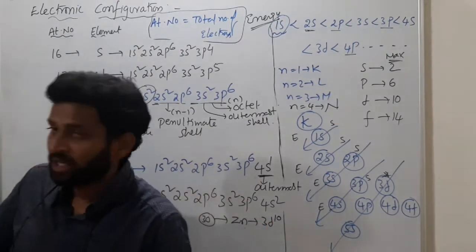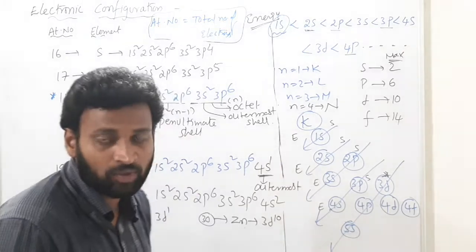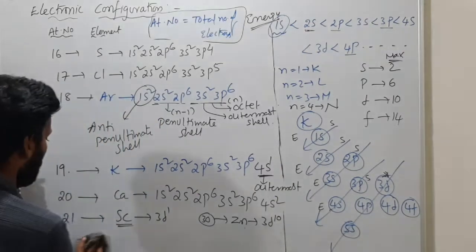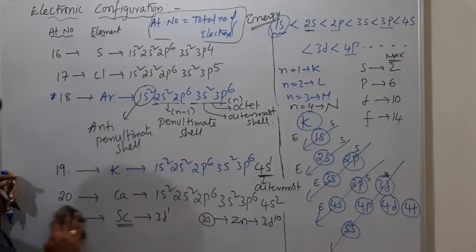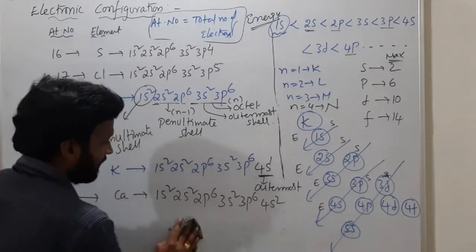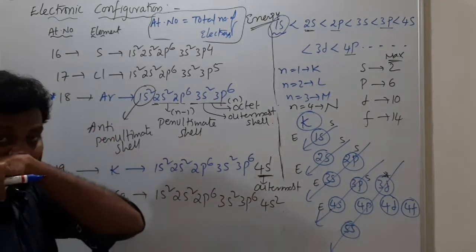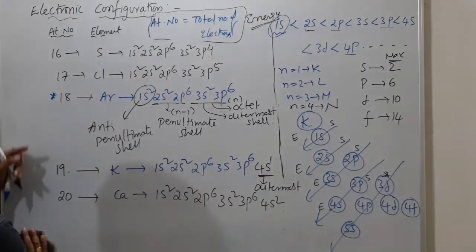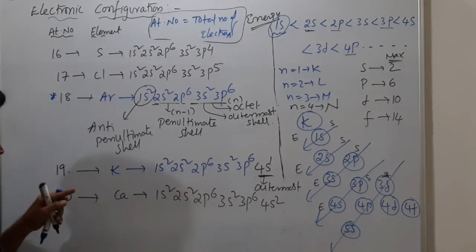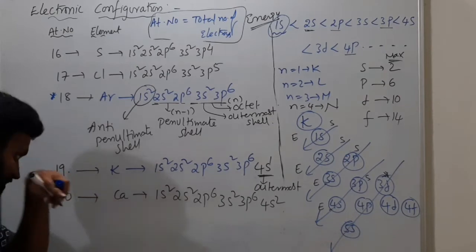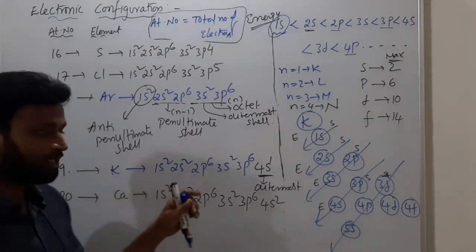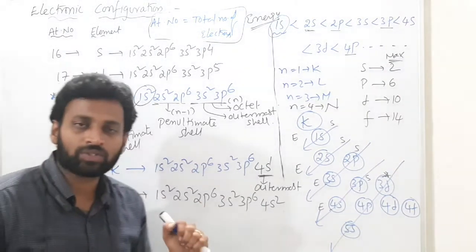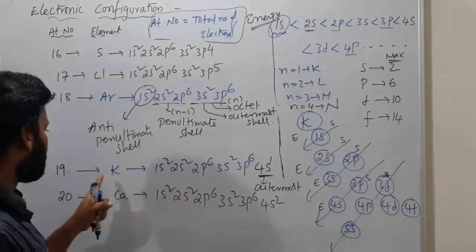Of course, in between there are two exceptional cases: one is chromium and another is copper. Please note all these things down. Now we will write the electronic configurations of the remaining 10 elements from scandium to zinc. So you will have some clarity. Still, if you have doubts, no problem, please ask me and I'll explain.